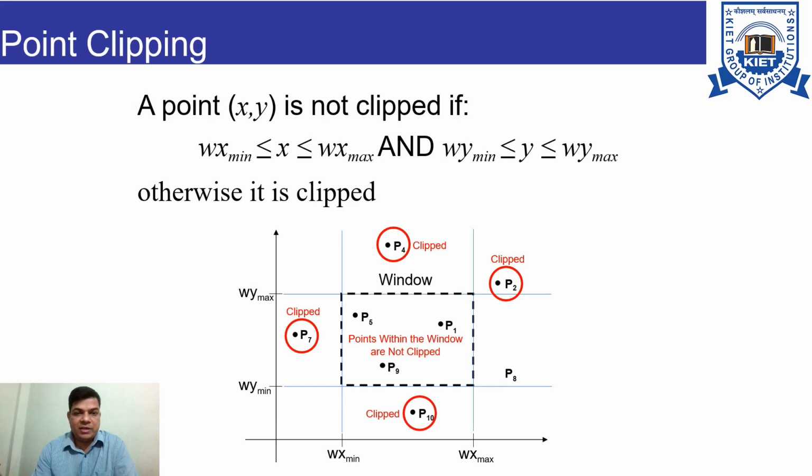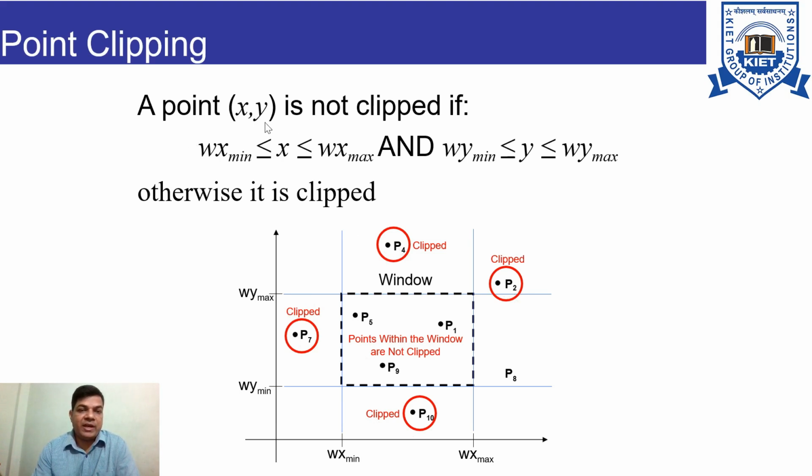So you can see from the figure, so many points are there. We are having point P1, point P2, then we are having P4, P7, P10, P5, P9. And we know that some of the points are inside the clip window and some of the points are outside the clip window. And the points which are outside the clip window, all these points are going to be clipped, and these points we are not keeping for display.